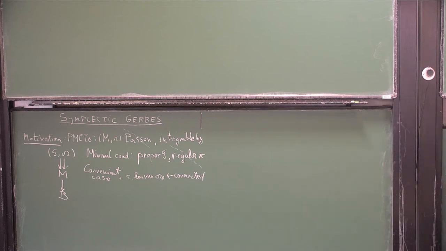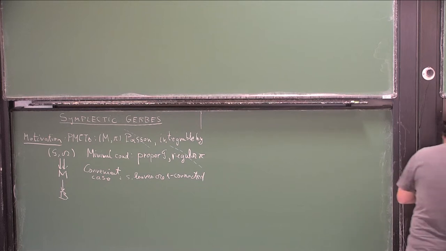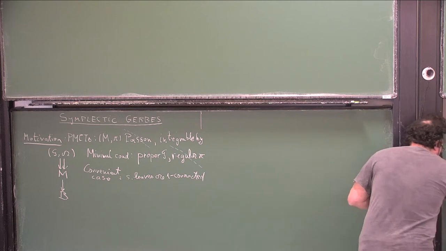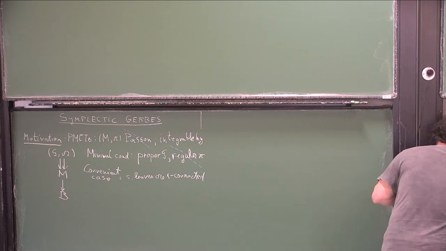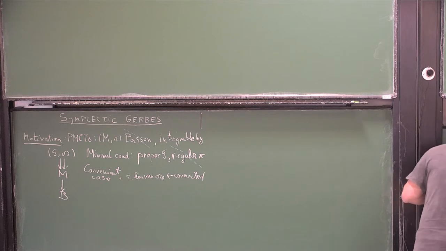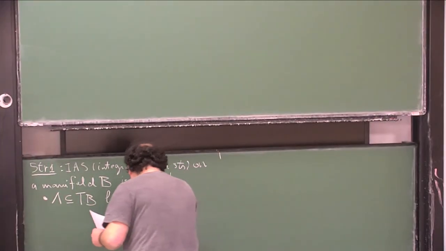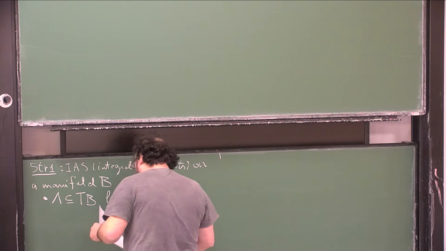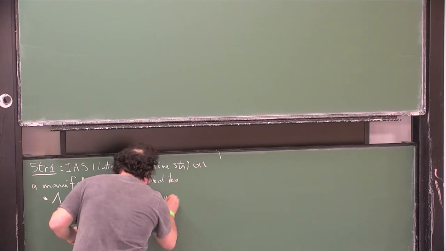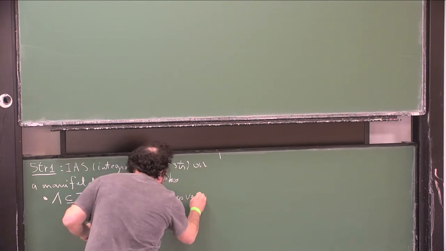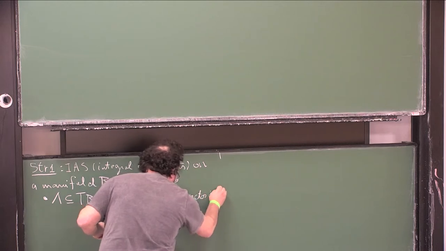And that can be encoded in various ways. You could take a lattice Λ inside TB, a full rank lattice, which is such that any two vector fields tangent to Λ commute. So this is like an involutivity condition: any two vectors in Λ commute.